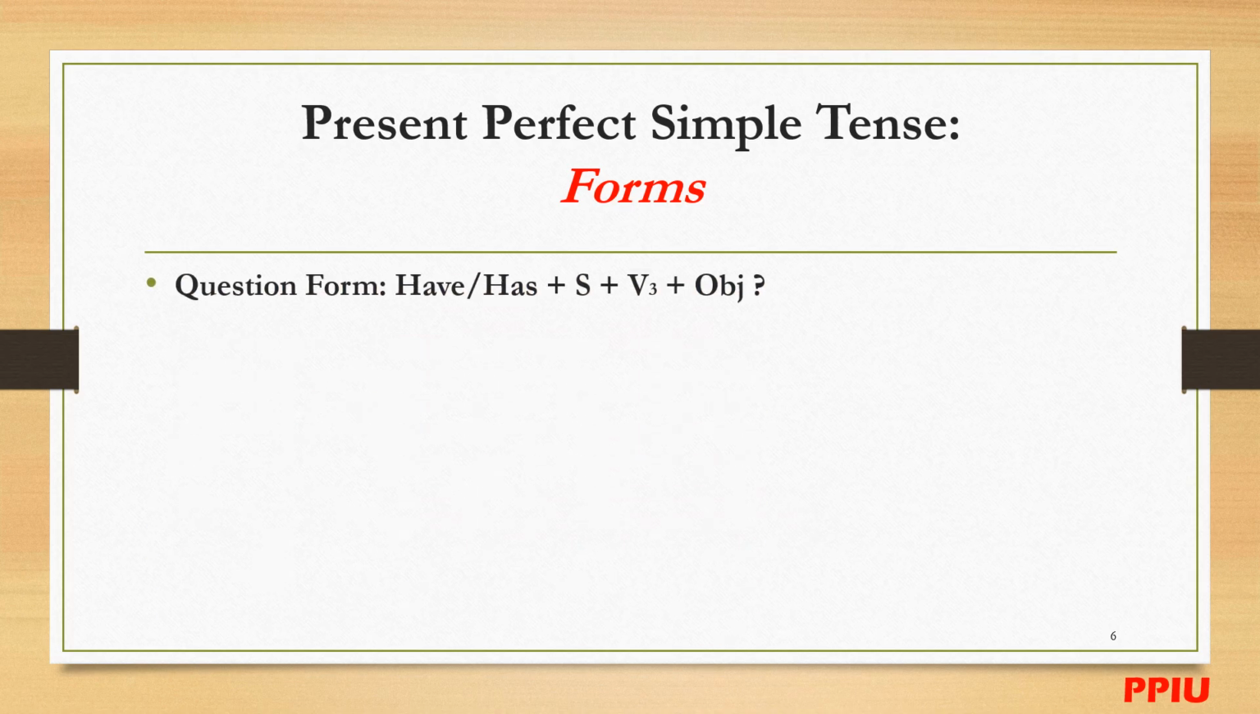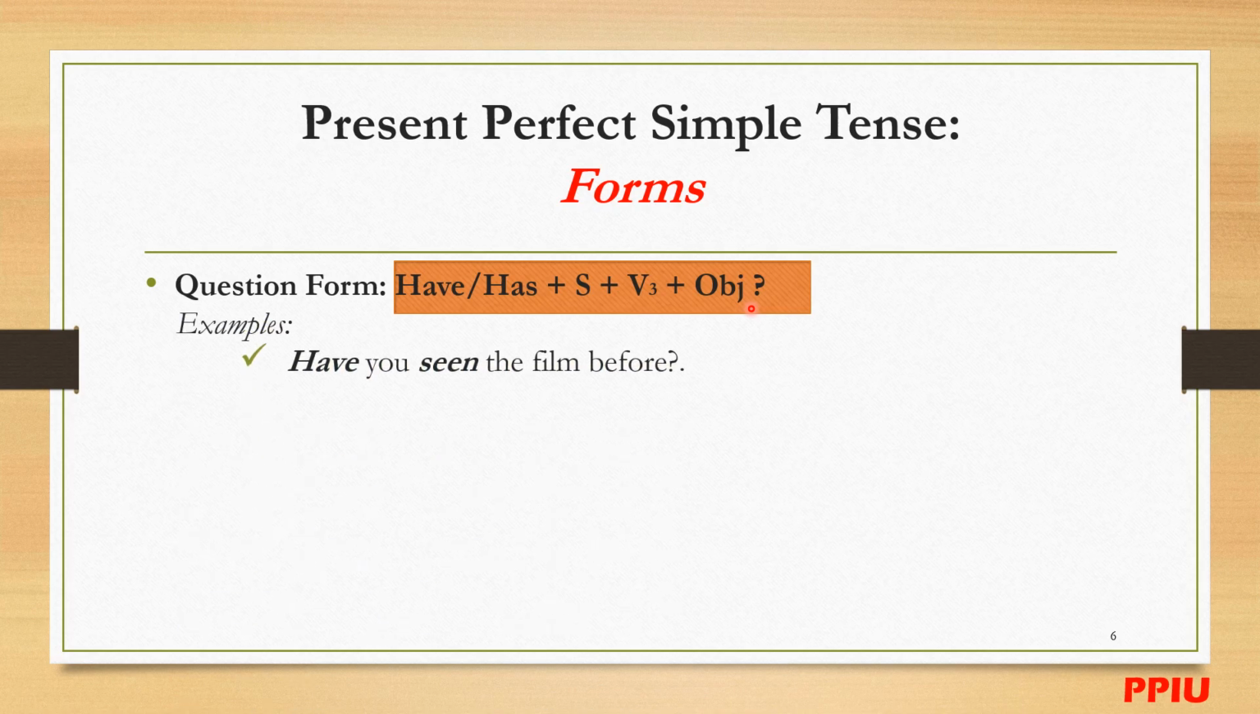The question form. We just invert have or has to the beginning of the sentence. So have or has plus subject plus verb 3 or participle plus an object. And don't forget the question mark. Without the question mark, it's still wrong. Have you seen the film before? Have, yes. You is the subject, seen is verb 3 or participle, the film is an object. Before is the time expression here, right?